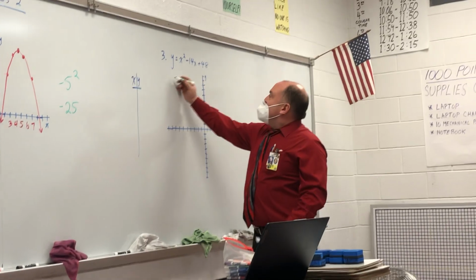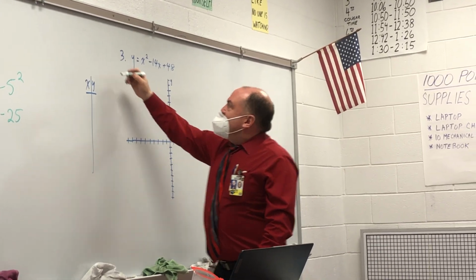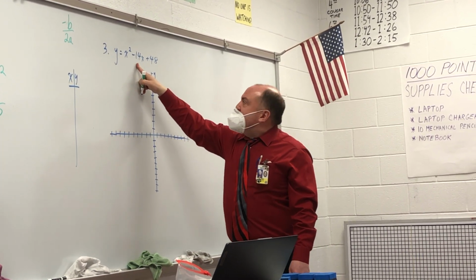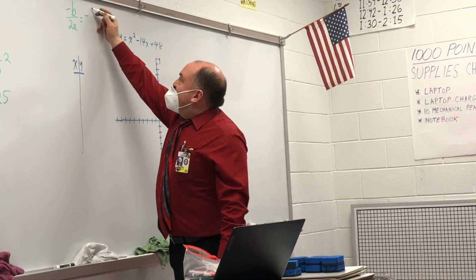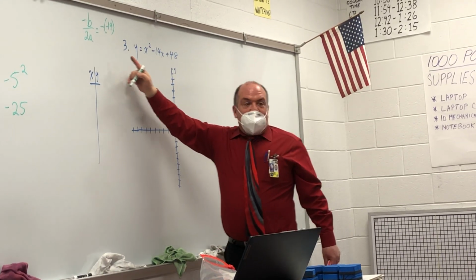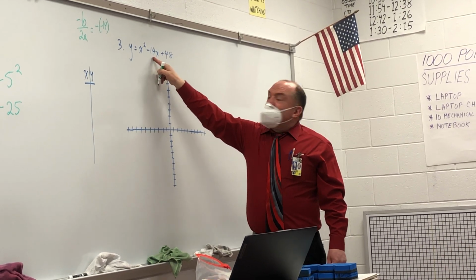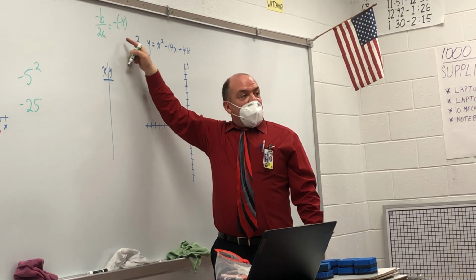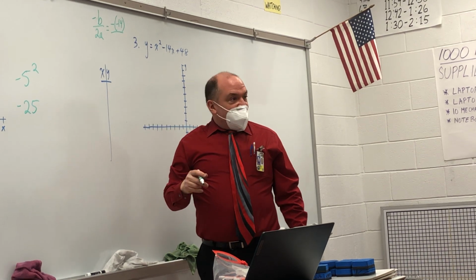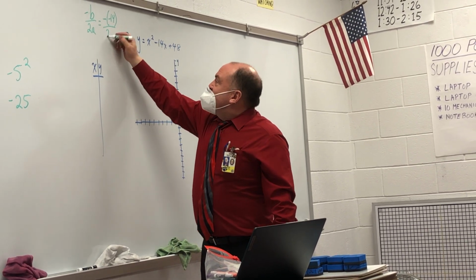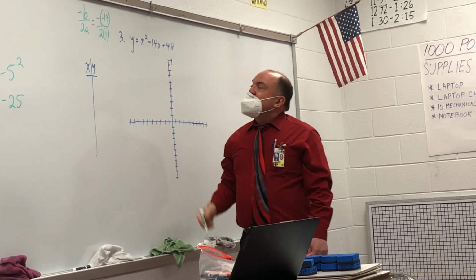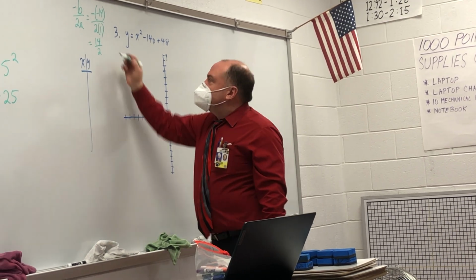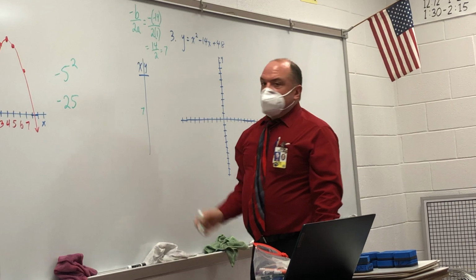Over here, I'm going to once again do negative b over 2a. b is negative 14, so it's negative negative 14. Do you understand why? Because b is negative 14, but I want the negative of that, so it's going to be positive. Over 2 times 1, because a is 1. So it's going to be positive 14 over 2. Positive 14 over 2 is 7.